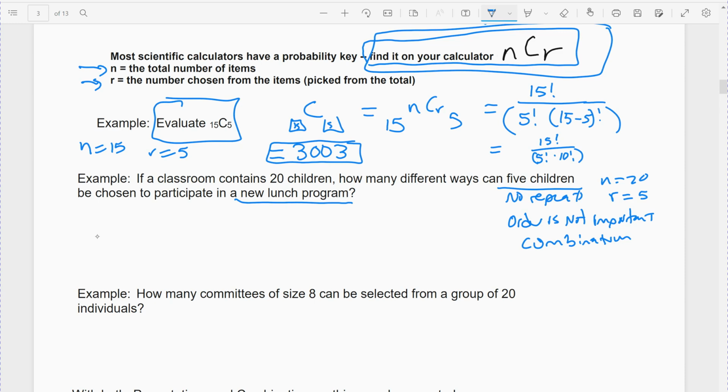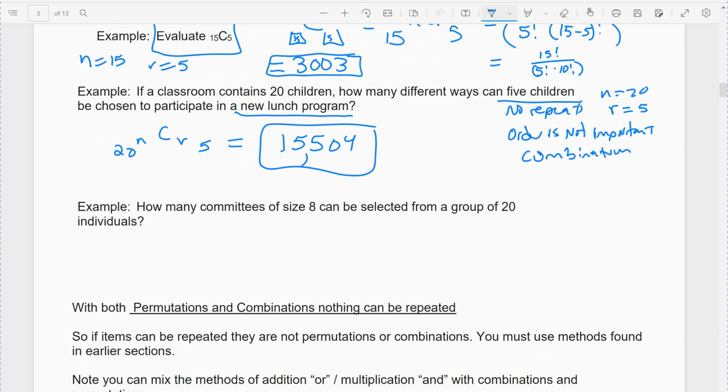So for combinations on your calculator, you type again, 20 is the N, combinations, R is 5. It depends on your calculator how you have to type it in. Hit enter and it should come out 15,504 different ways that we can take 5 children from 20 and put them in the lunch program. So there are a little over 15,500 different groups of 5 if we had 20 children to choose from.